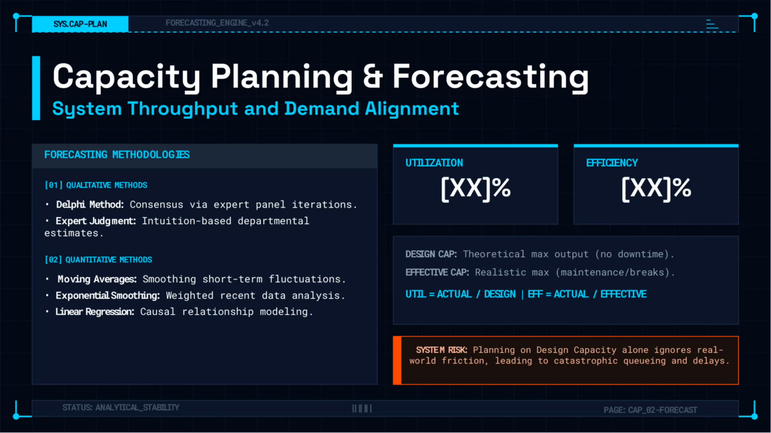Capacity planning is about matching resources to demand, and this slide shows both the methods and the metrics used to do that. Forecasting can be qualitative or quantitative, depending on the data available. On the right, utilization and efficiency help us understand how well capacity is being used. The important lesson is that planning for design capacity alone is not enough without considering real-world constraints.